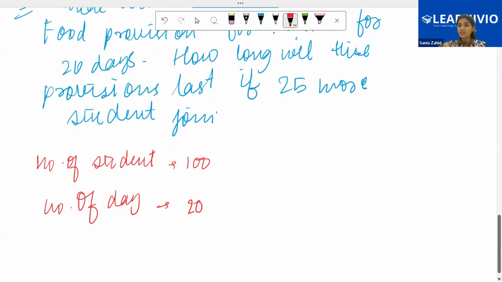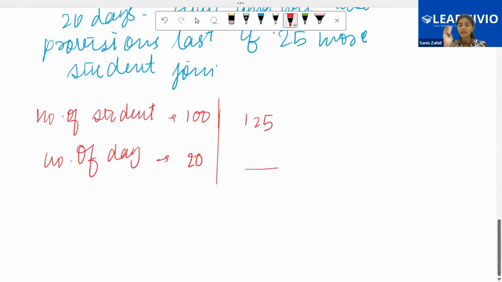Now they are saying that you added 25 more students. So now what is the number of students? 125. Now I have to find out how many days the provision will last. When there are more people, food will be consumed at a much higher rate. So the number of days will be lesser. Is this direct proportion or inverse proportion? Inverse. So this is y2. Please calculate x1, y1 and use the formula to calculate the answer.